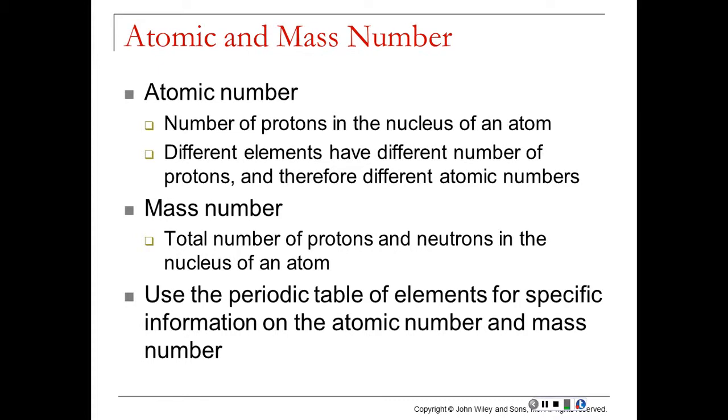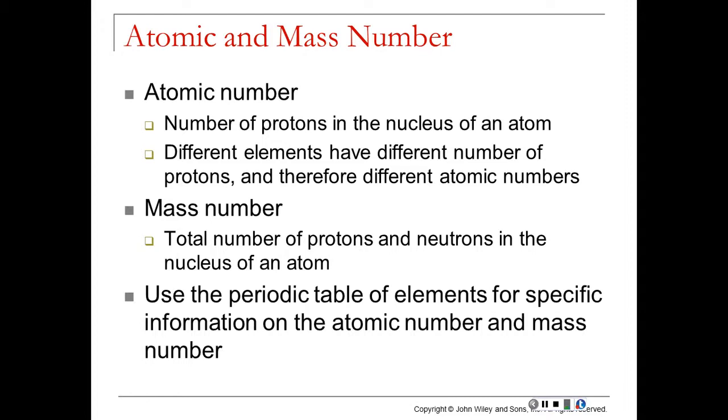The atomic number is assigned to every element, and that's literally the number of protons within the nucleus. So an element that has atomic number 1 only has 1 proton in the nucleus. An element that has atomic number 2 has 2 protons in the nucleus. The mass number is equal to the number of protons and the number of neutrons within the nucleus. So if the mass number is 4 and the atomic number is 2, we know that there are 2 protons in the nucleus and 2 neutrons in the nucleus, because 2 plus 2 equals 4, which was the mass number.